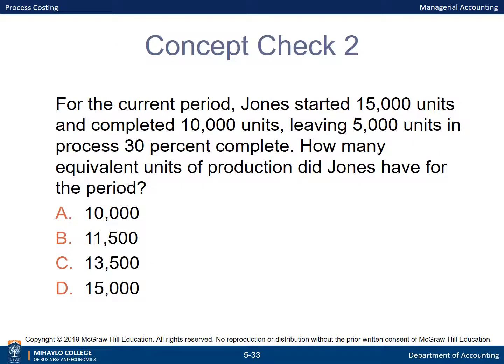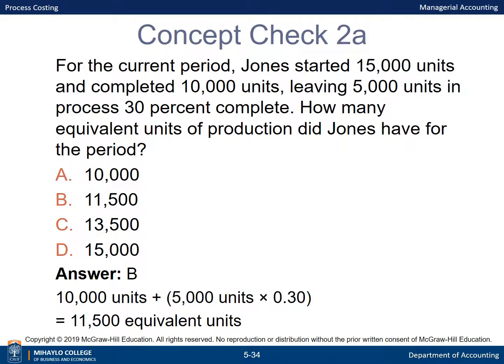For the current period, Jones started 15,000 units and completed 10,000 units, leaving 5,000 units in process, 30% complete. How many equivalent units of production did Jones have for the period? 10,000 units plus 5,000 units times 30% equals 11,500 equivalent units.